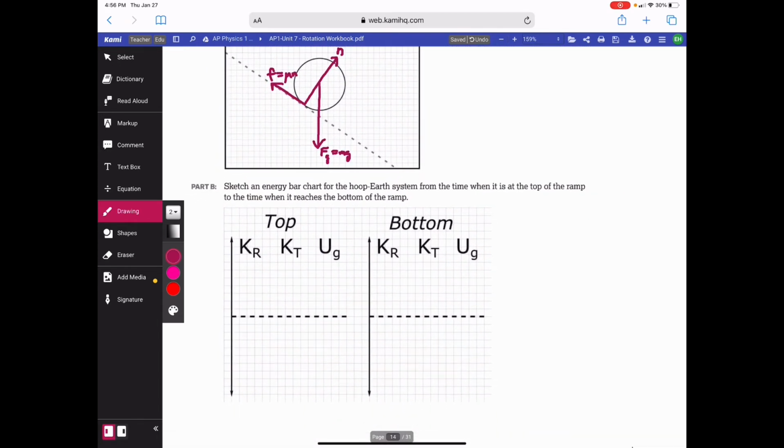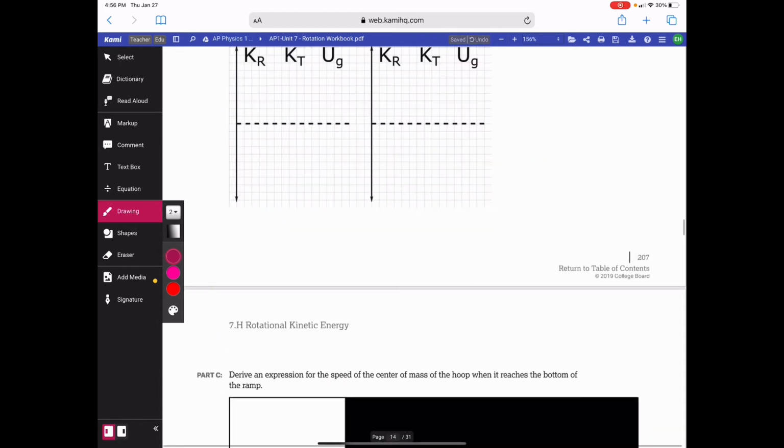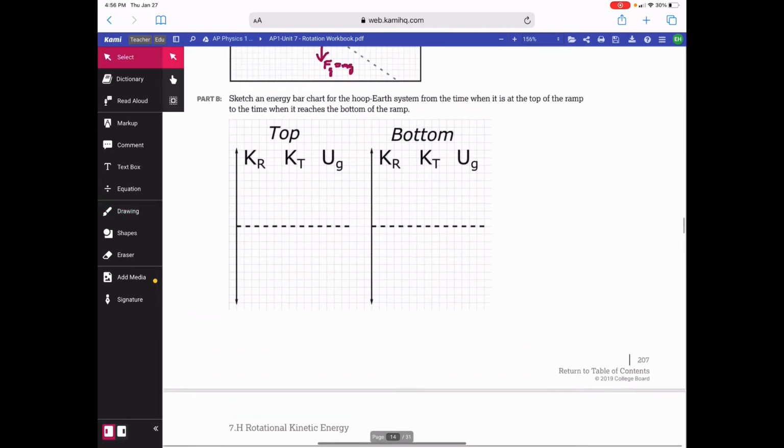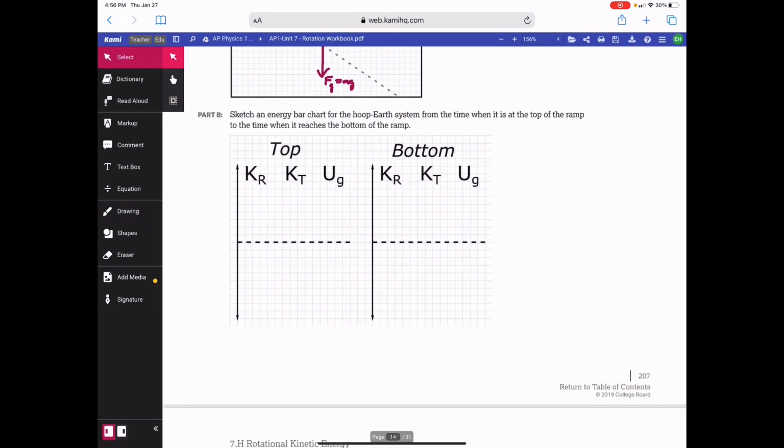Part B, sketch an energy bar chart. Sketch an energy bar chart for a hoop Earth system from the time when it is at the top of the ramp to the time when it reaches the bottom.